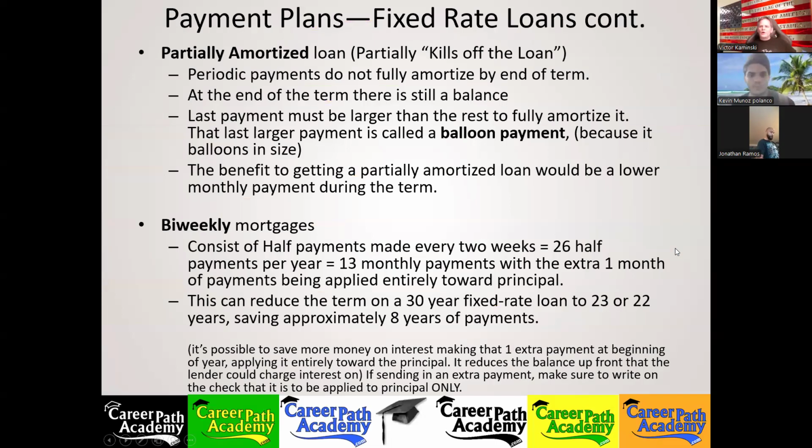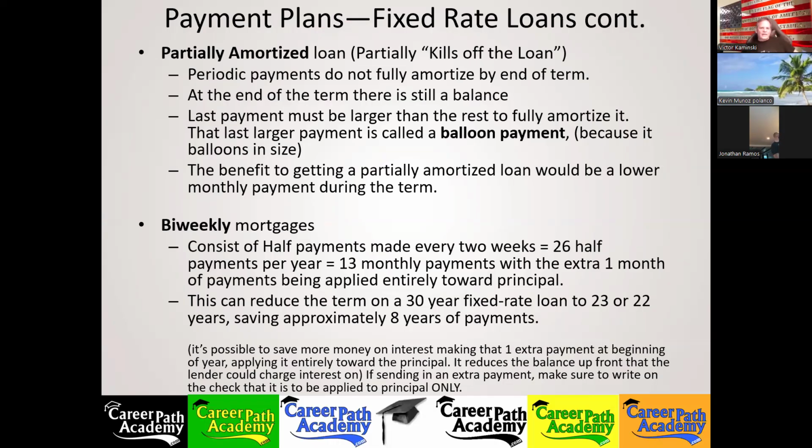So we went over the word amortize means to kill off. Fully amortized means you fully killed it off. So therefore, partially amortized means by the time you make your last payment, you've only partially killed off the loan. So what does that mean to us? That means you're going to have to make another payment to fully kill off that loan, to put a final bullet in the loan, right? To kill that loan by making a larger payment.